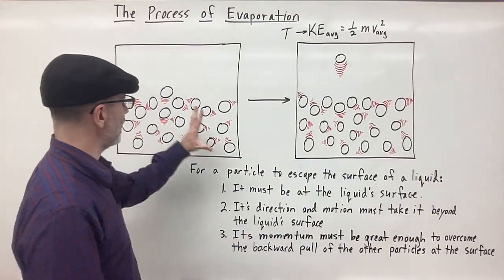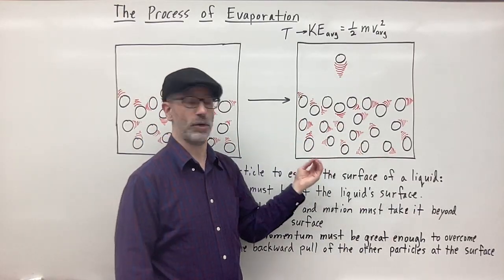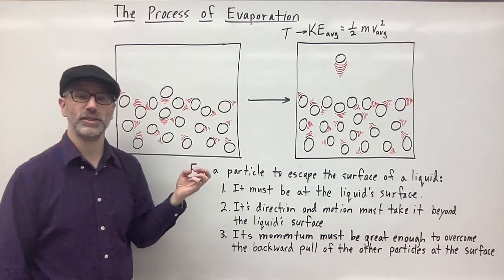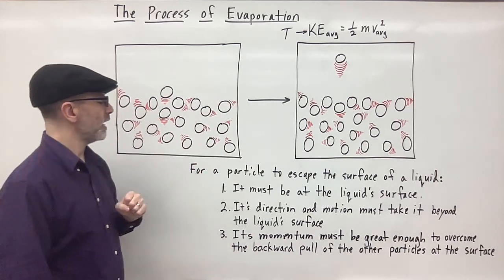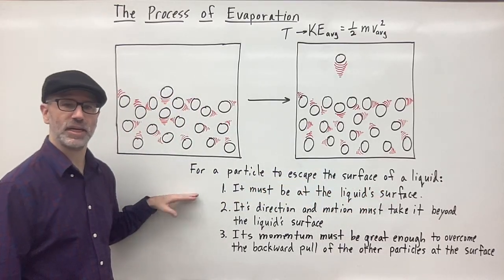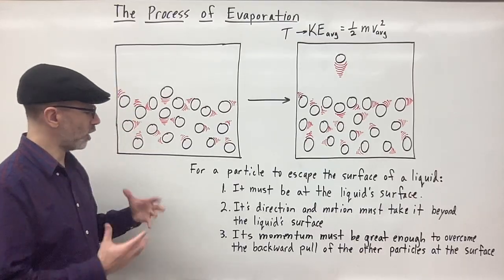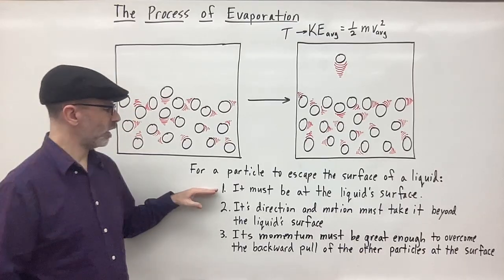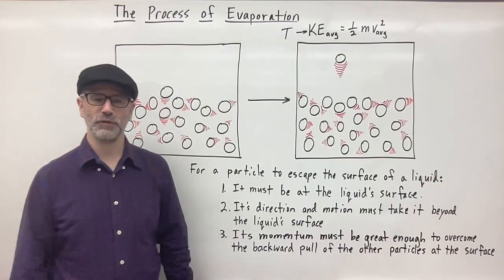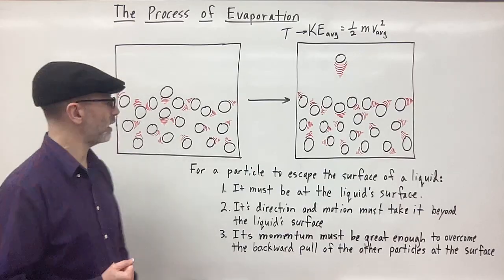So that is how particles escape from the liquid, right? They have to be at the surface, and they have to have enough momentum in order to escape. There's a few criteria that the particles need to meet in order to escape from the water phase. One, of course, it's got to be at the liquid surface. If it's not at the liquid surface, it's not going to evaporate. It's not going to break free and join the vapor phase.